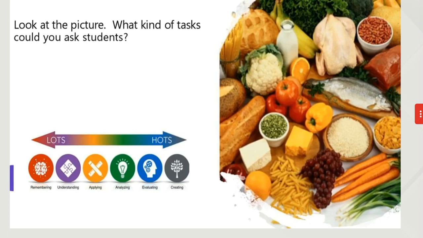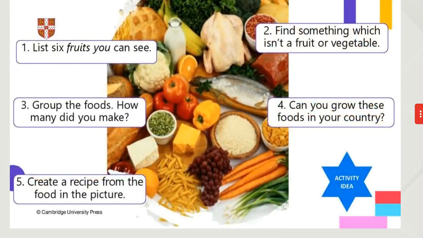But for now, I'd like you, well done, recipe writing, naming the vegetables. Okay, so if we're thinking about Bloom's taxonomy, going from lower order thinking skills to higher order thinking skills, we could ask our students to do different tasks, depending on how much cognitive demand we want to give them. Here I've created 5 tasks from this one image. So the first one, listing 6 fruits you can see, and then moves up to finding something which isn't a fruit or a vegetable.